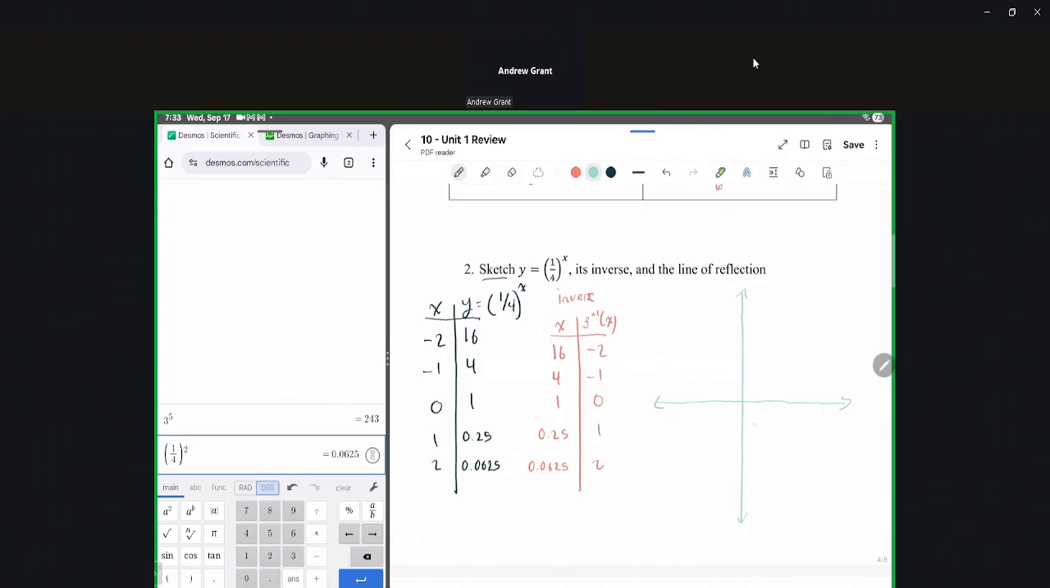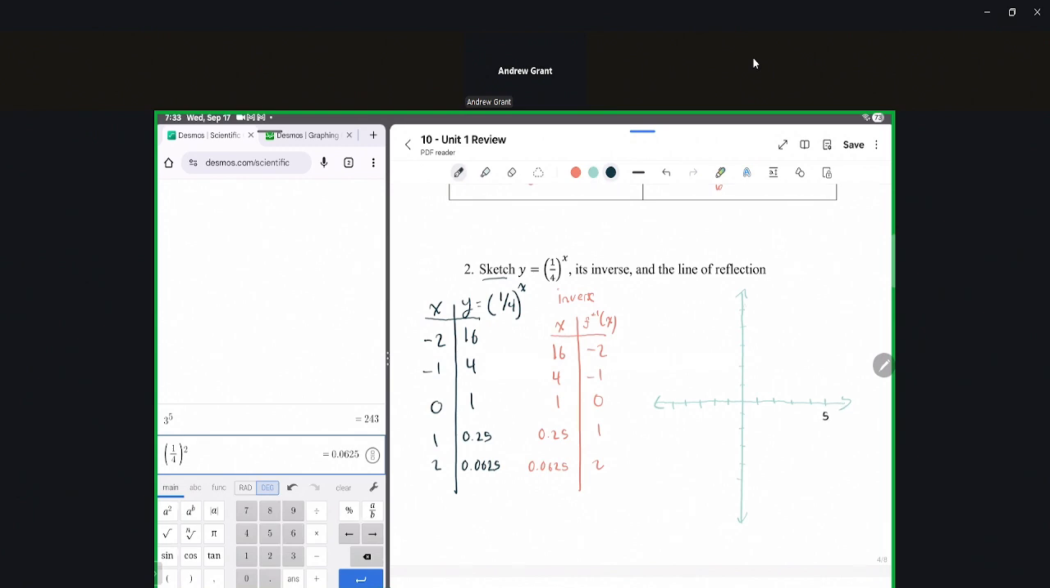So we'll call this 1, 2, 3, 4, 5, on each of the axes.